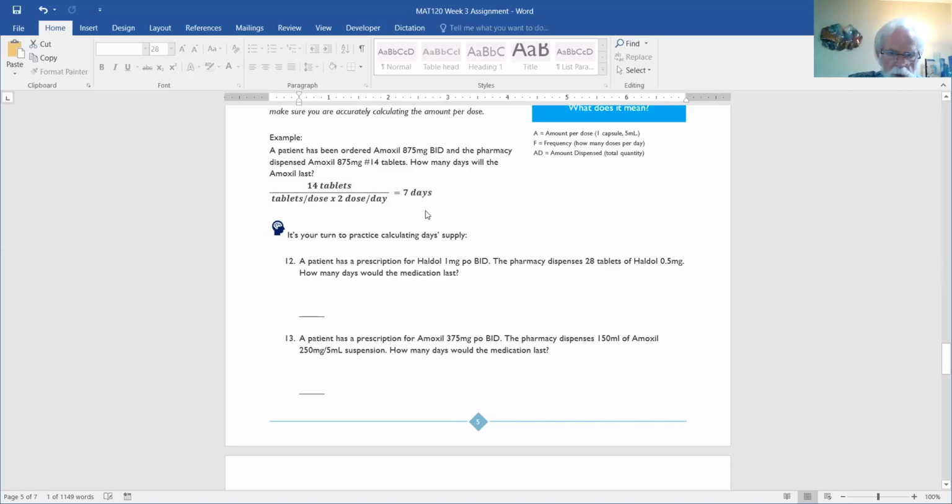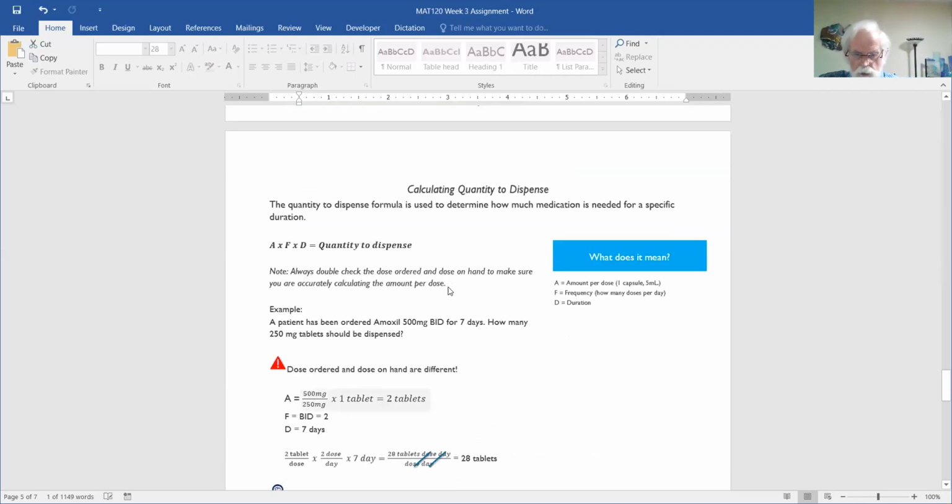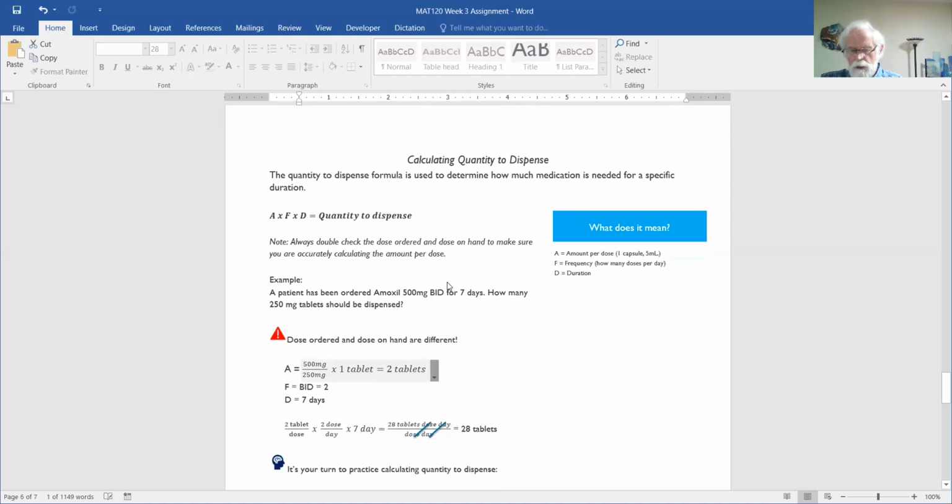Looking at this one, if we were 375 milligrams PO BID, 250 milligrams per 5, we do the same calculation. We get 7.5 milliliters per dose, times 2 doses a day, times 10 days, and we'll come up with 150 milliliters. So these things work in both directions, and you'll see that, I think, in the assessment.